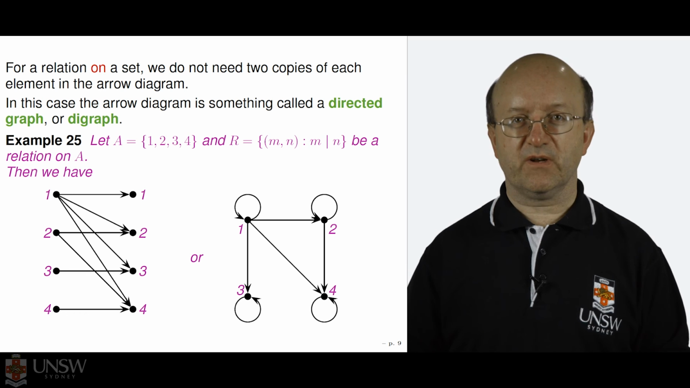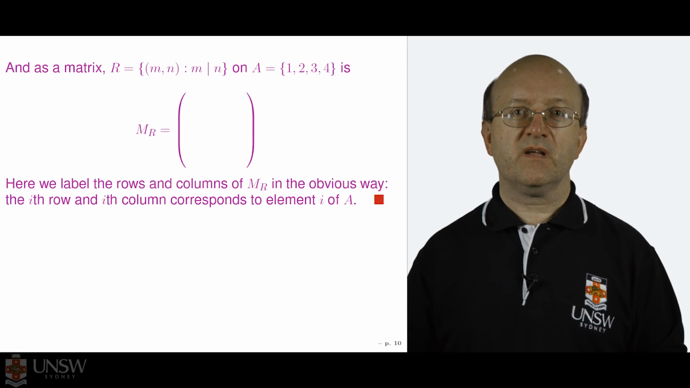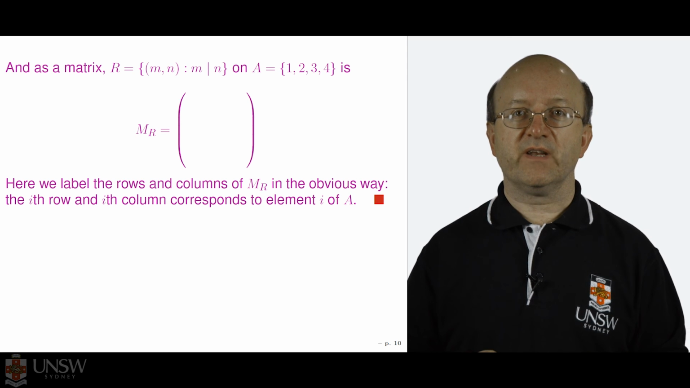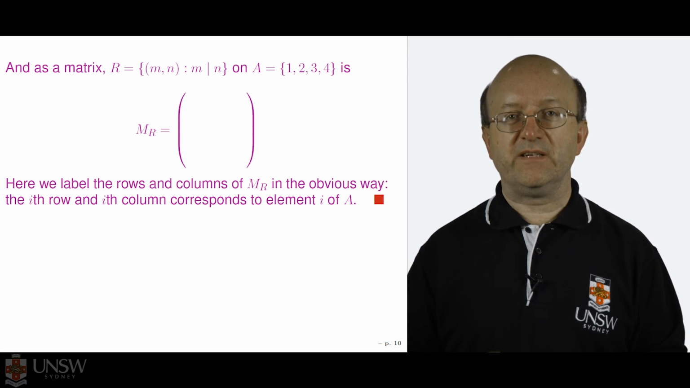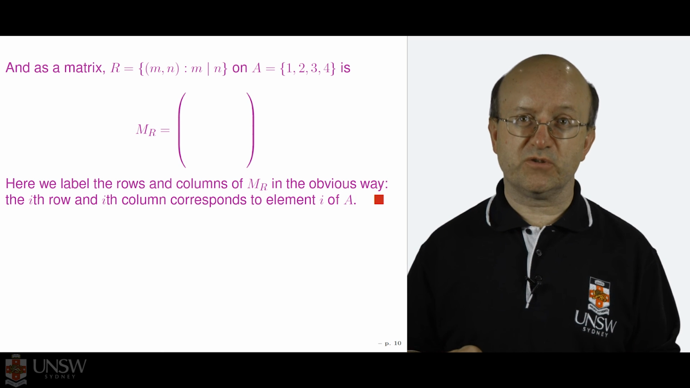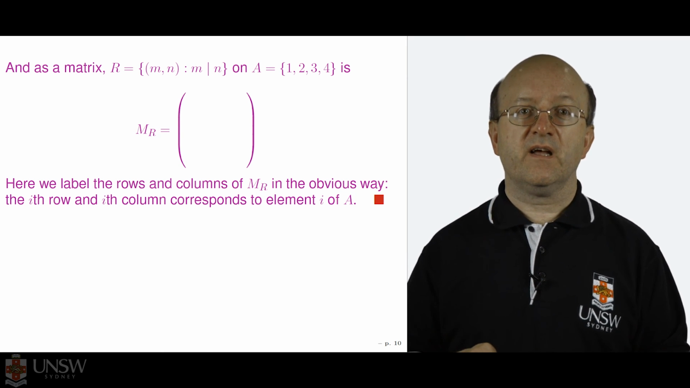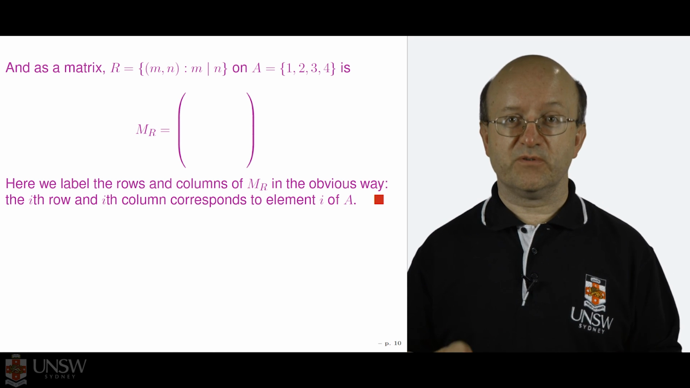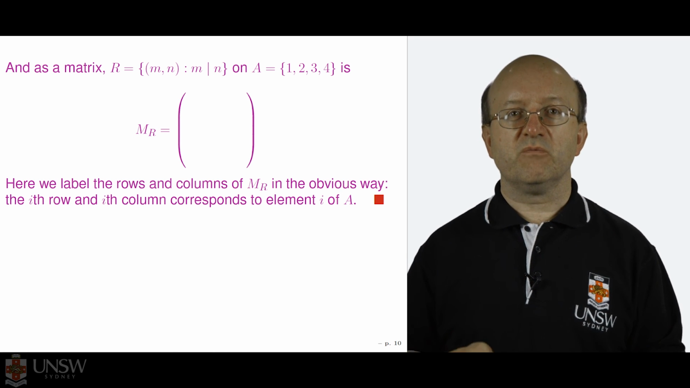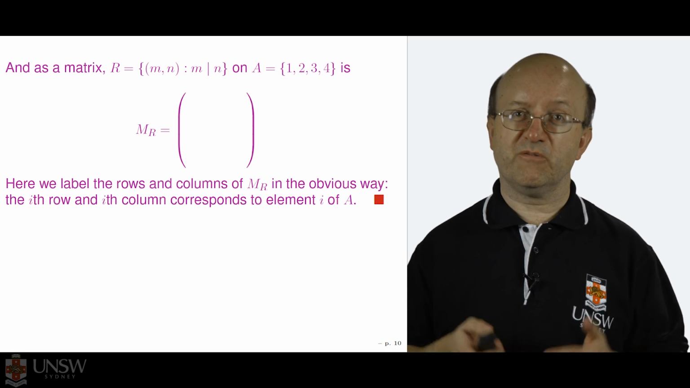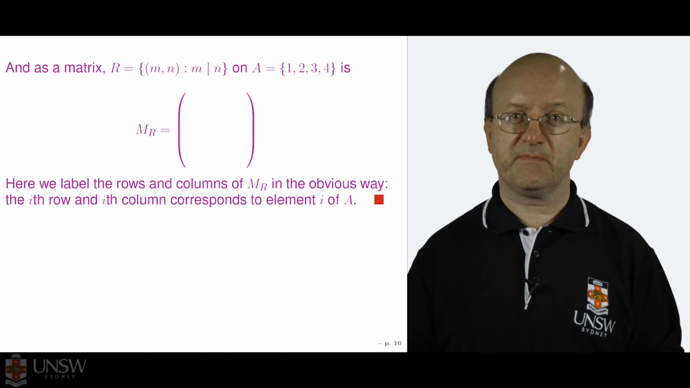What would this relation look like as a matrix? Well, here's the relation again: m divides n on A. We're going to have a 4 by 4 matrix here, and again it would be logical to keep the rows and columns in the order 1, 2, 3, 4. So the ith row and the ith column correspond to element i. Well, what do we get when we fill it in? I invite you to pause the video and do it for yourself, see if you can't work out what the matrix is going to be.